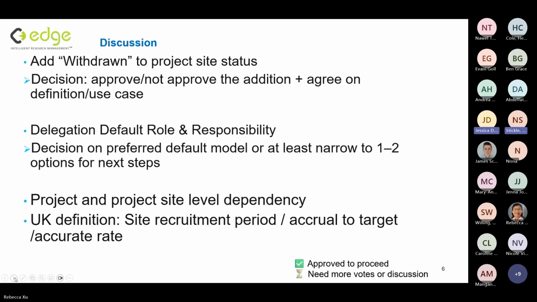Okay, we can go to the next slide. Thanks. Okay, so a couple of new items. We wanted to talk about adding withdrawn as a project site status. So thoughts on that? It is available at project level, but not at project site currently. I see a thumbs up. Anybody have any concern about this?